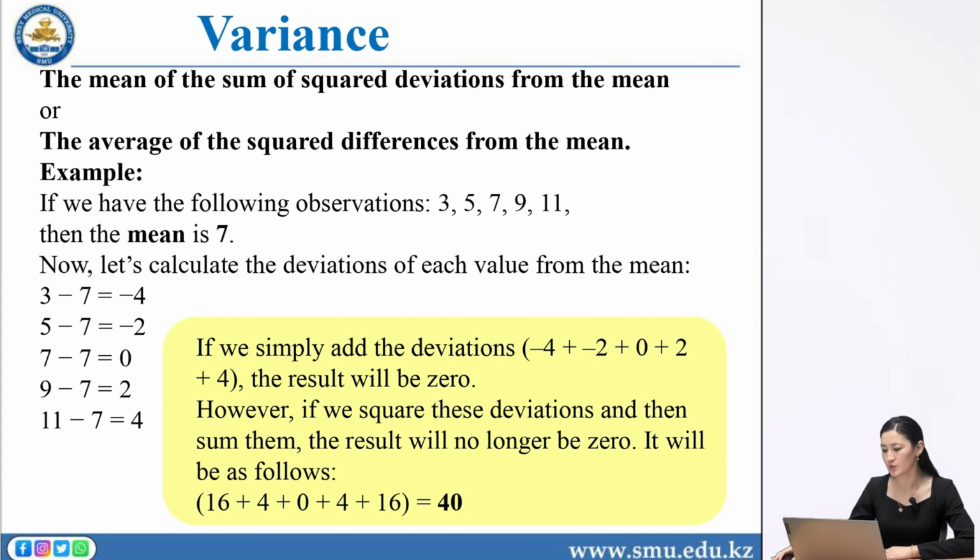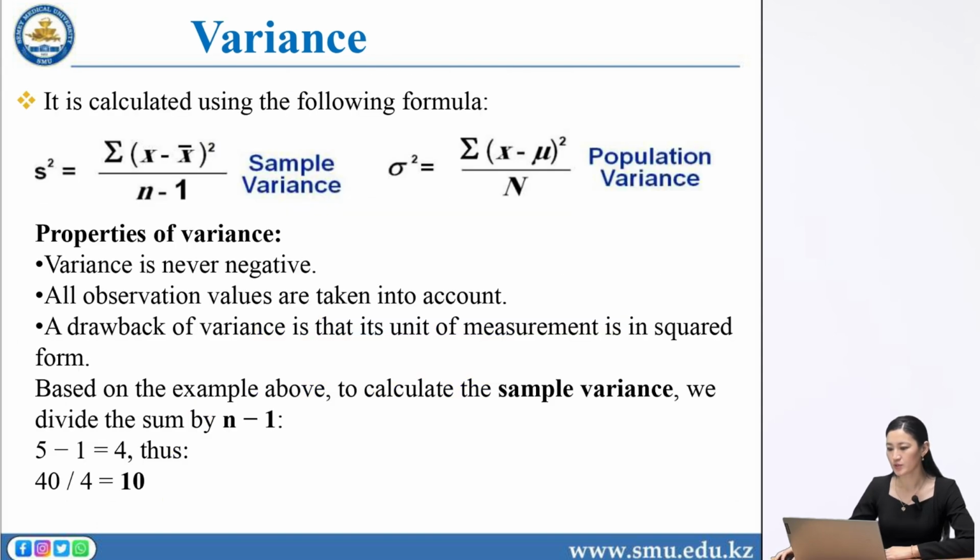However, if we square these deviations and then sum them, the result will no longer be 0. It will be as follows. Here are all the calculations, and at the end we will find the sum equal to 40. It's calculated using the following formula. Here you can see two formulas. One is for sample variance, the second is population variance.